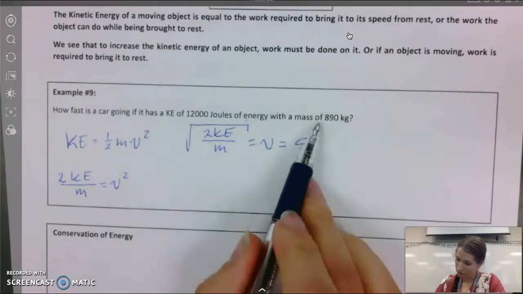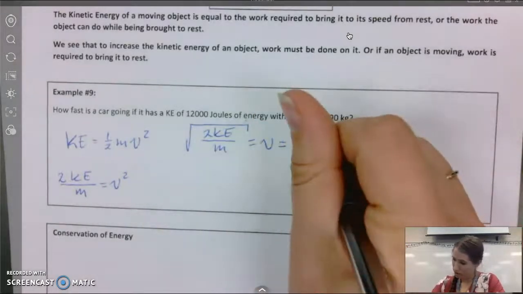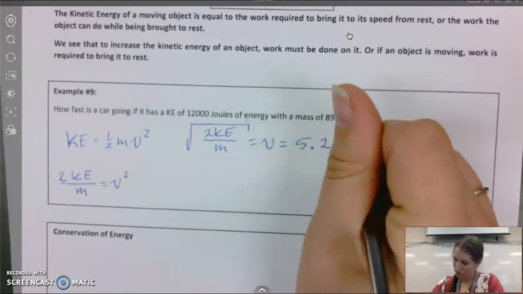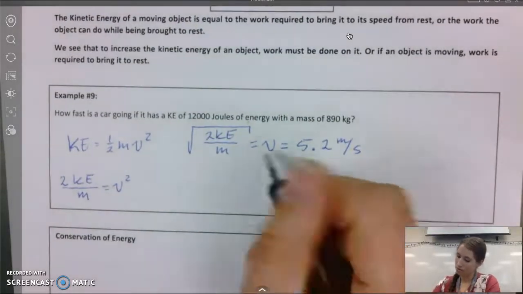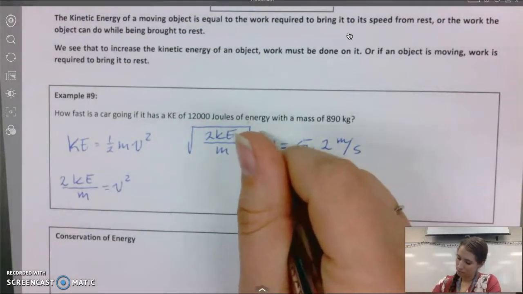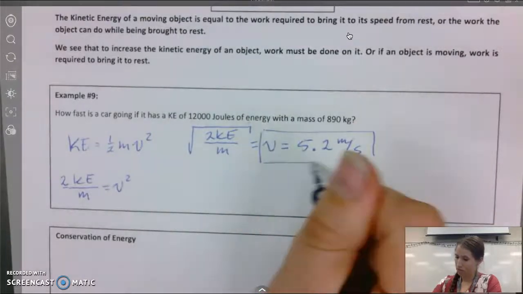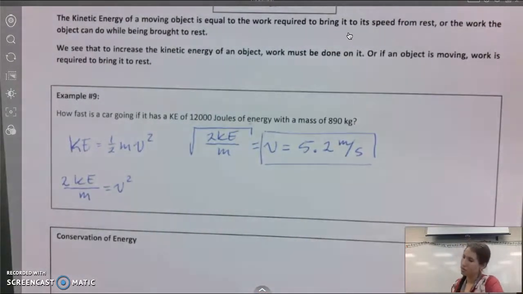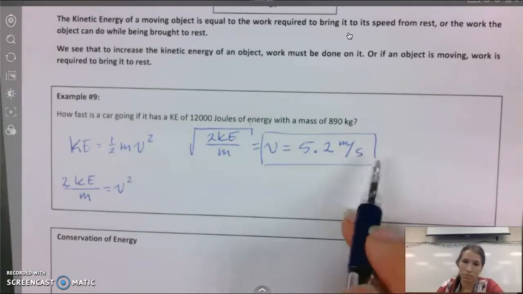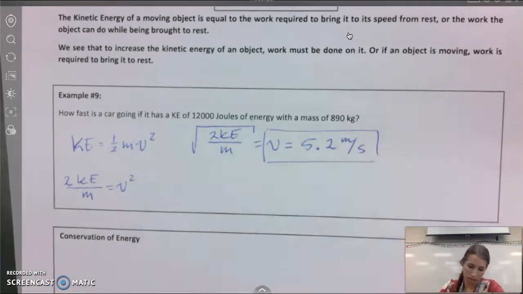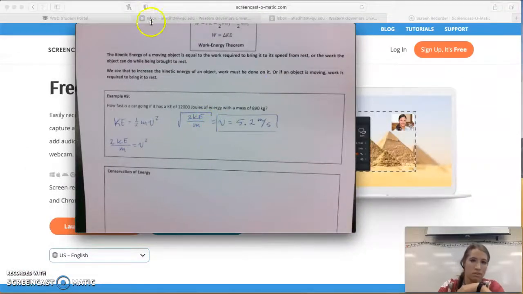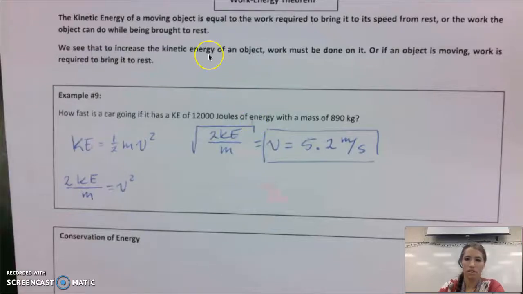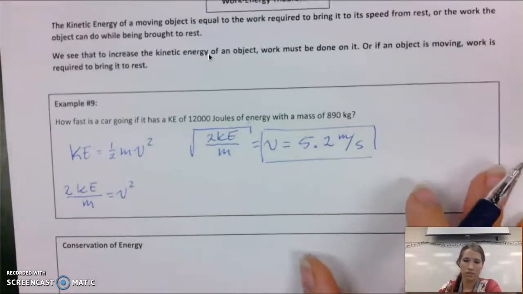5.2, with 2 sig figs, so 5.2 meters per second. Okay. Now, let's see. We know that's supposed to be meters per second because it's a velocity, but let's do a unit analysis to double check this.